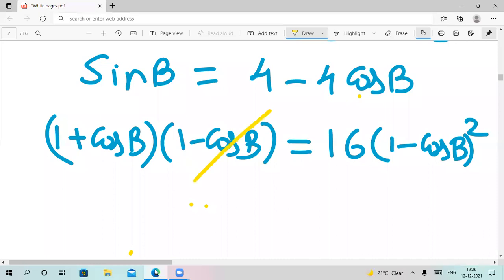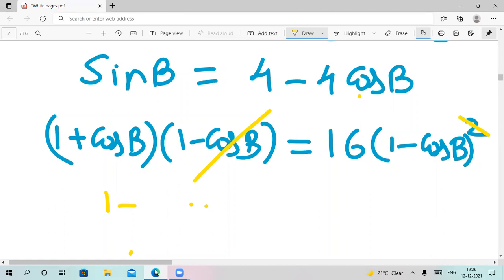Now I am going to cancel one factor of 1 minus cos B from both sides. But I need to specify a condition that cos B will never be 1. That is obvious, because for cos B to be 1, B needs to be 0, which is not possible, and any angle in a triangle cannot be greater than 180 or smaller than or equal to 0. So it is quite acceptable.